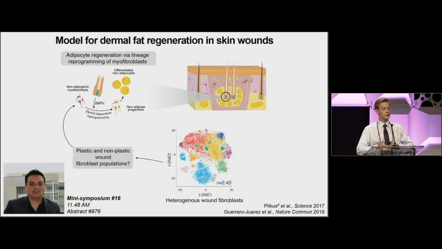You can also attend another talk from my laboratory by Christian that will take place on Saturday, and he will discuss some more new details about the diversity of wound fibroblasts and how different fibroblasts engage in regeneration. This will be on Saturday.